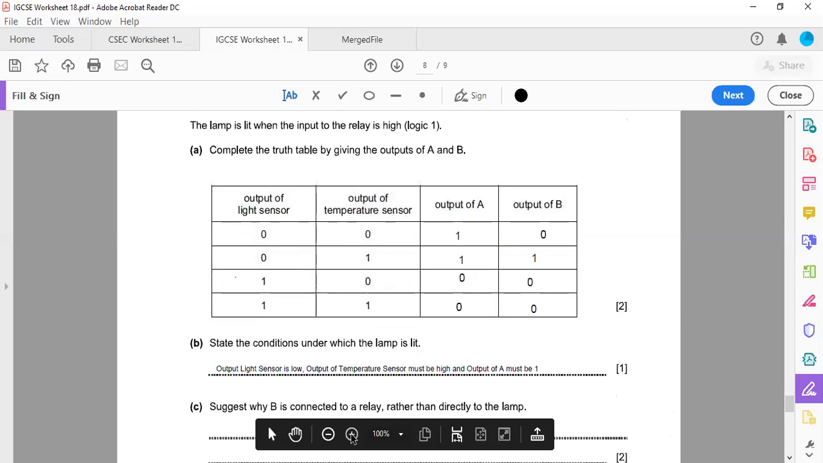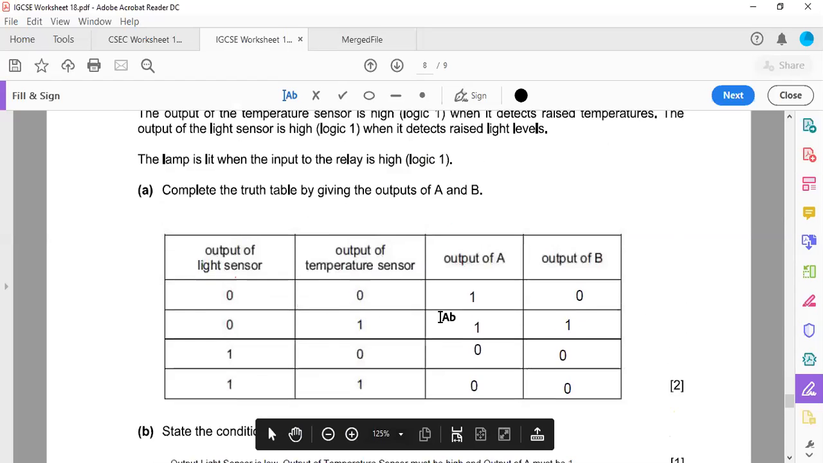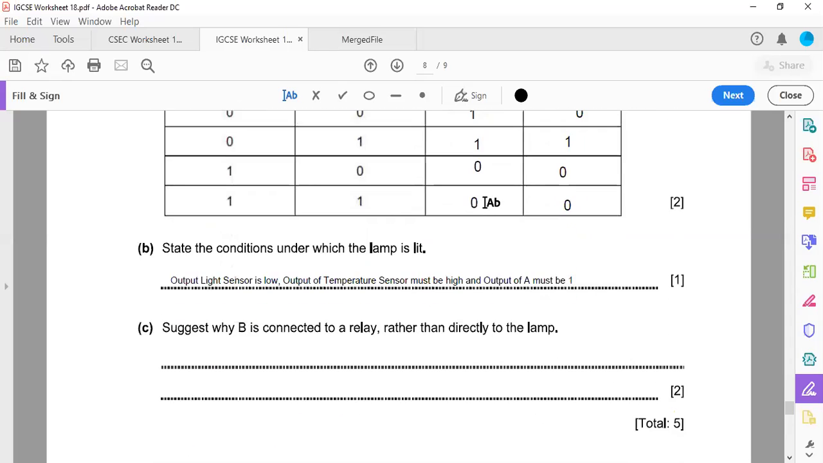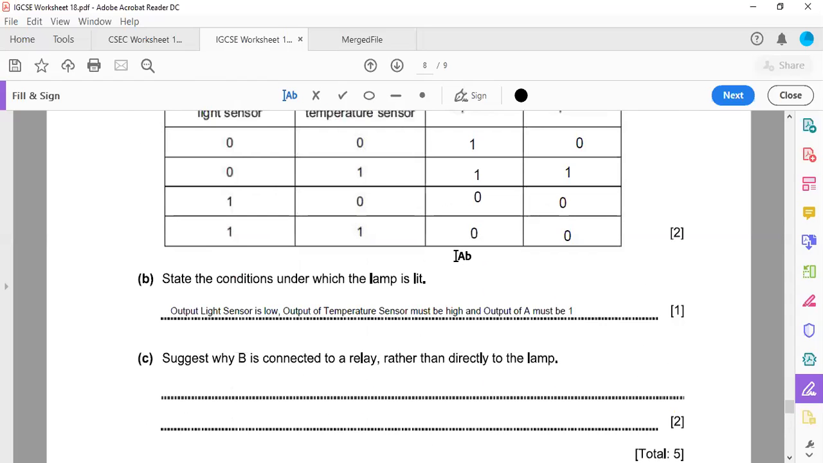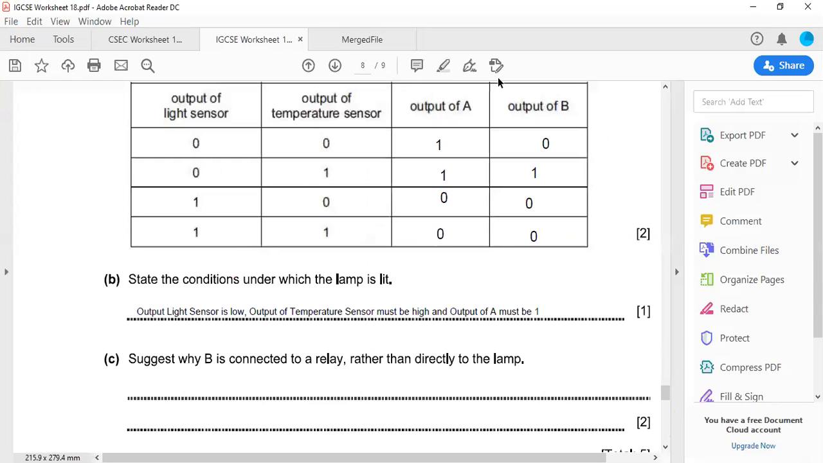Alright, so that's your answers here. The conditions: the output of the light sensor is low. When we say low, it means it detects a low level of light. Output of the temperature sensor must be high. It detects a rise in temperature and the output must be A. Okay, that's how we get all these conditions here to get a 1. It has this whole column here. That's how we do it.